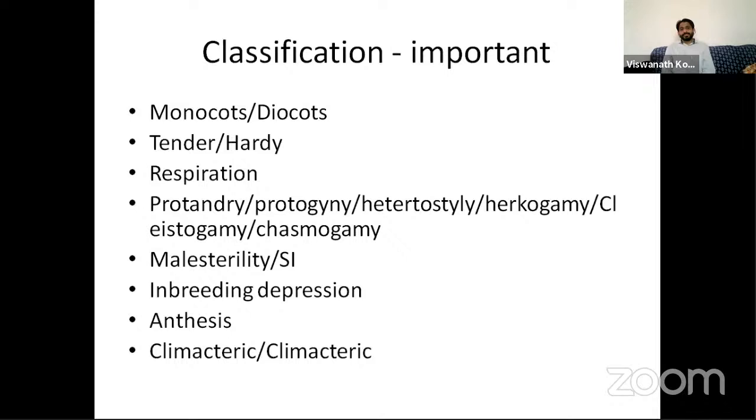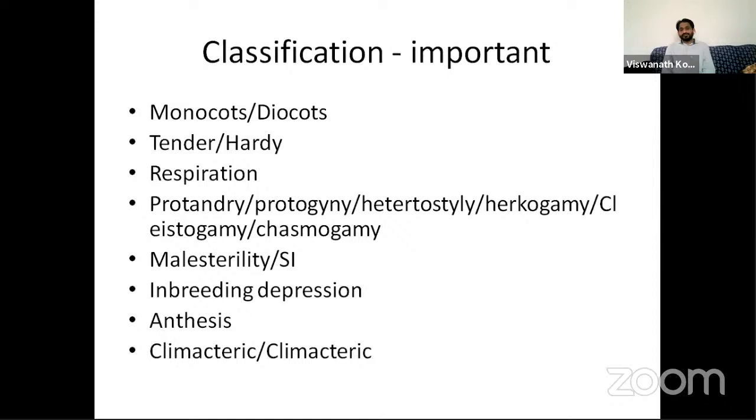Tender: all warm season vegetables are tender, and all cool season vegetables are hardy. Based on the rate of respiration, onion and potato have a low respiration rate, and the leafy vegetables and broccoli have a high respiration rate. The question will also be like this. Because of the low respiration rate, onion and potato have high shelf life. Because of the high respiration rate, leafy vegetables and broccoli have less shelf life.